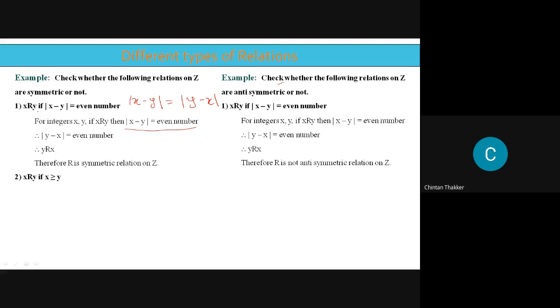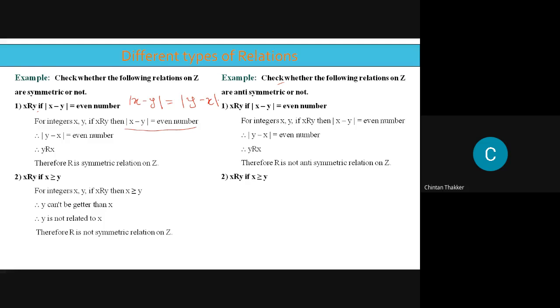It is not symmetric because if x is related to y, then x is greater than or equal to y, so y cannot be greater than x. So we cannot write that y is greater than or equal to x. Therefore y is not related to x, and therefore this relation is not a symmetric relation.